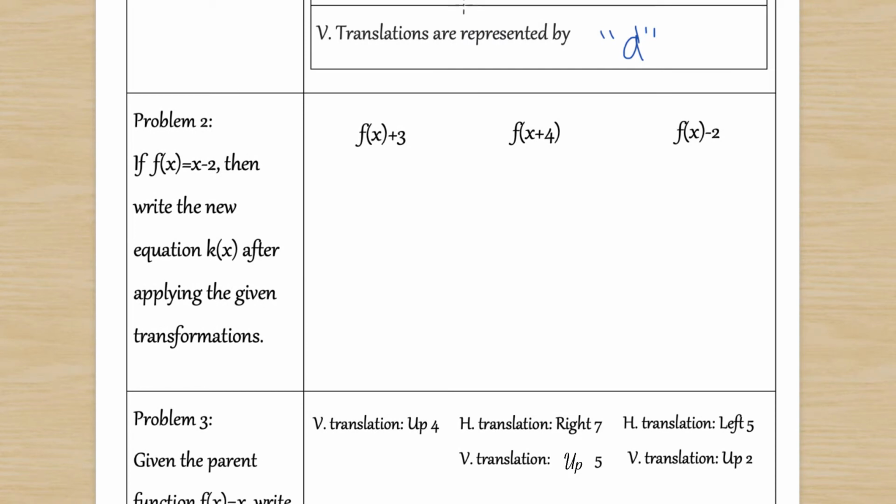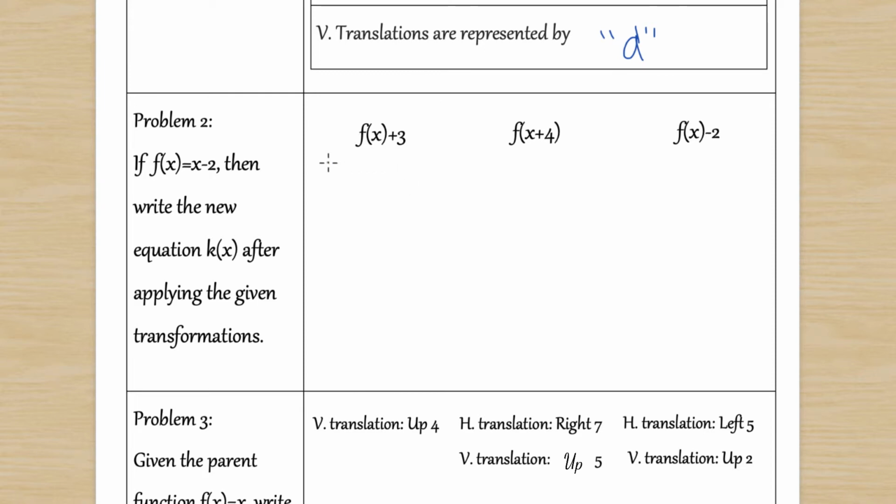Problem 2 says, if f of x is equal to x minus 2, then write the new equation k of x after applying the given transformations. Basically, it gives us an equation that it wants us to use as the parent function of the transformations. We know that the parent function isn't really f of x equals x minus 2, but for this problem, it wants us to use it as the parent function anyway. So the original function will be f of x equals x minus 2, and the new function will be k of x equals whatever.